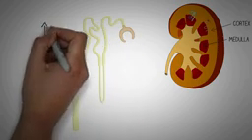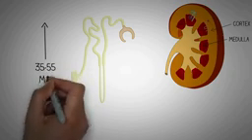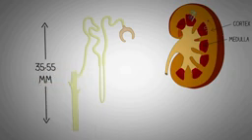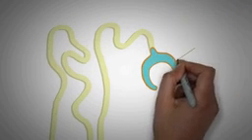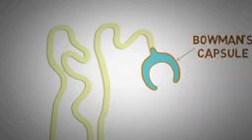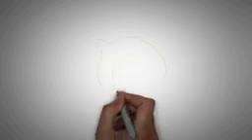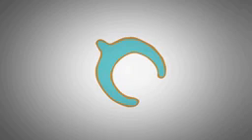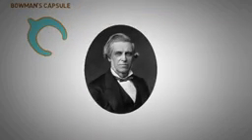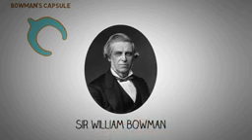The nephron is a tube-like structure whose length varies from 35 to 55 millimeters, and its structure can be basically divided into two major portions: the Bowman's capsule and the renal tubule. At one end, the tube is closed, folded and expanded into a cup-like structure which is known as the Bowman's capsule. The Bowman's capsule was discovered by Sir William Bowman, at the age of 25.